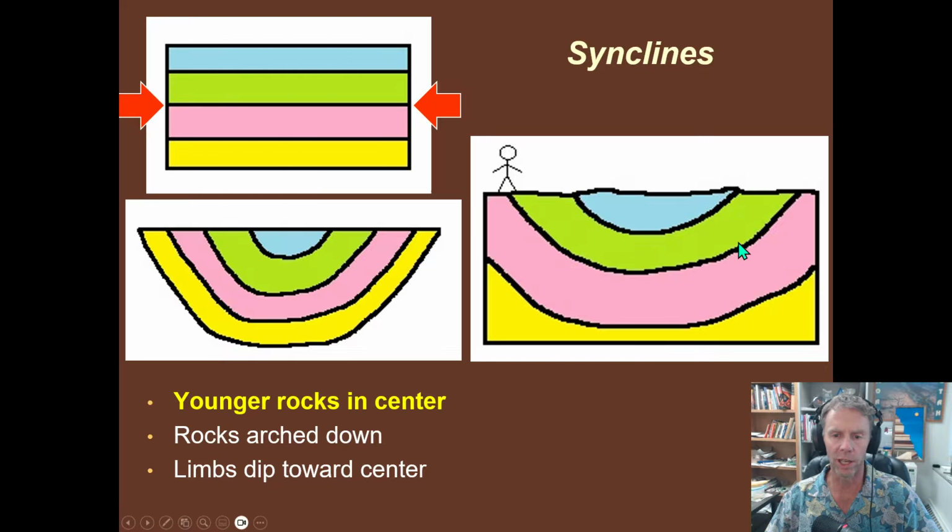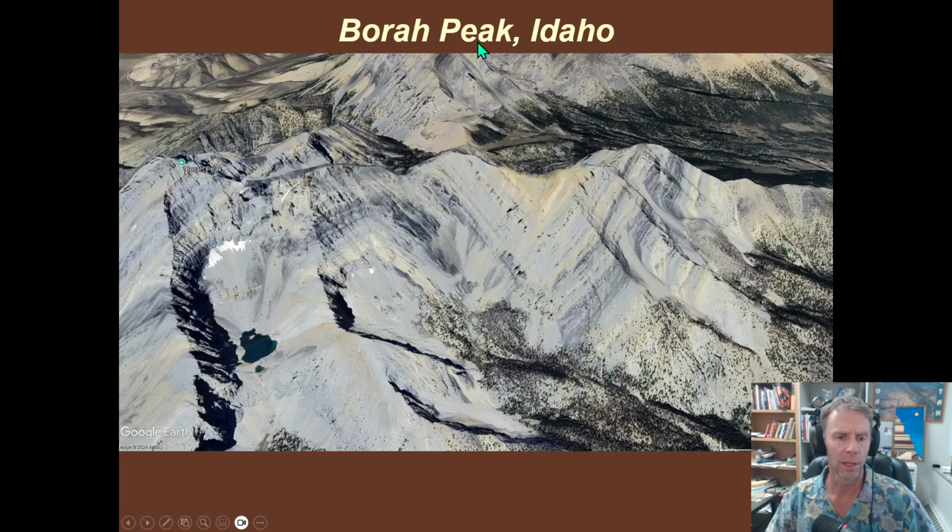and those of course are younger than the rocks that are adjacent to them. So the rocks are arched downward, the limbs are dipping towards the center. Notice this green limb here is dipping to the right on this side. Over here, it's dipping to the left. And so these two sides of the fold are dipping towards the center or towards the axis of the fold. So there are our anticlines and synclines, two basic structures in geology.